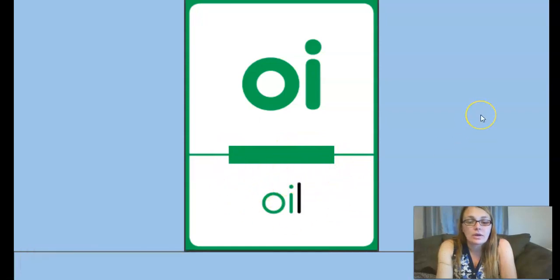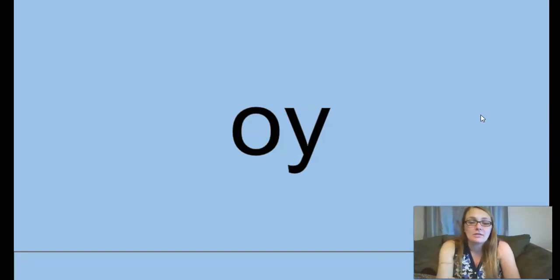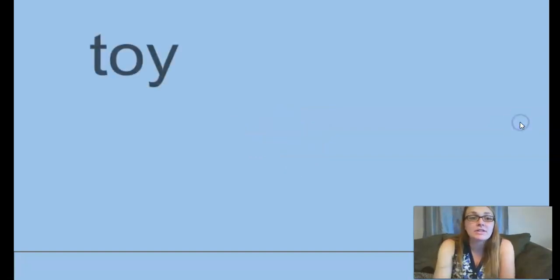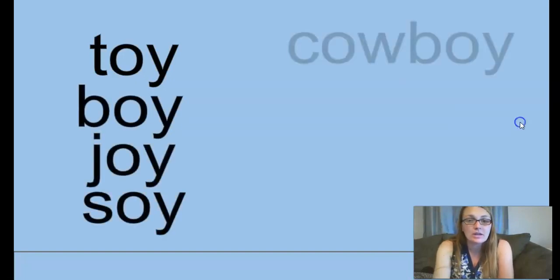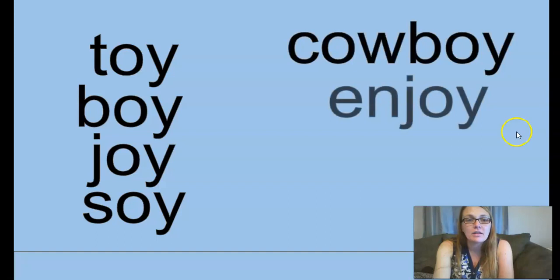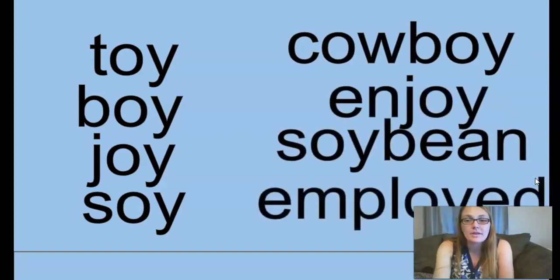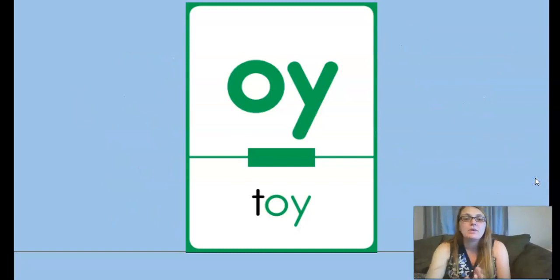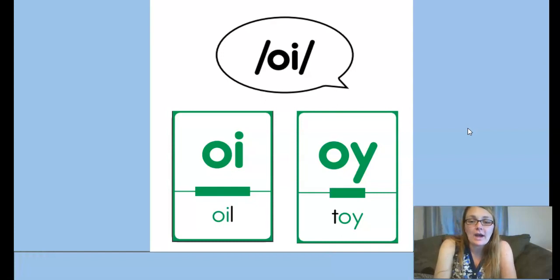Here's the example word oil. And the other spelling, O-Y, oi, are example words: toy, boy, joy, soy, cowboy, enjoy, soybean, and employed. Here's our sound card: O-Y, oi, for like the example word toy. And here are 2 spellings for the oi sound, O-I and O-Y. Make sure you update your individual code chart if you haven't.